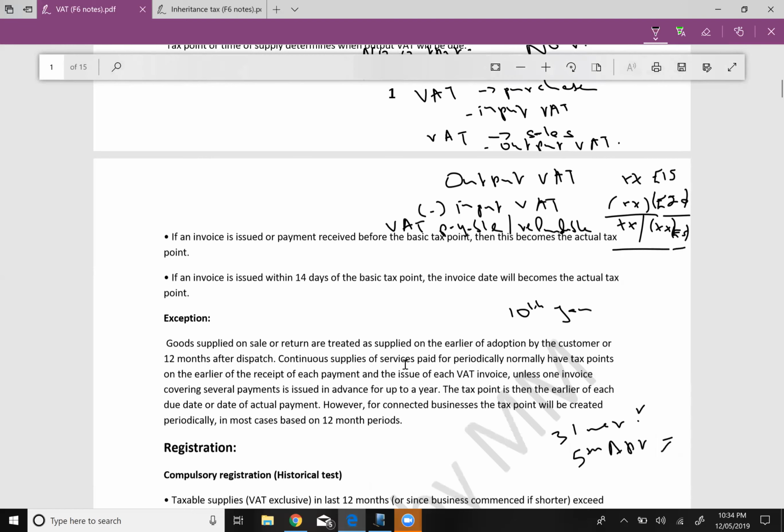Now sometimes goods are given on a return basis. So either the goods will be accepted, or they will be returned. If the goods are accepted, output VAT will be charged. Or let's say 12 months have passed from the date of sale. The rule says that once 12 months have passed from the date of sale, you should start charging the output VAT.